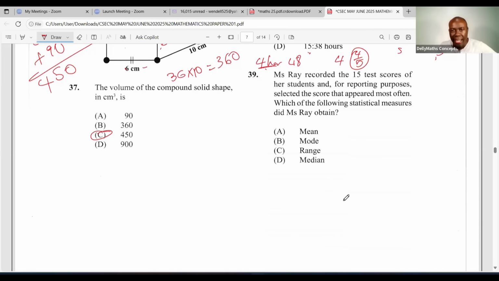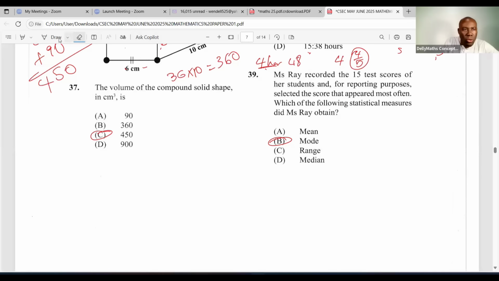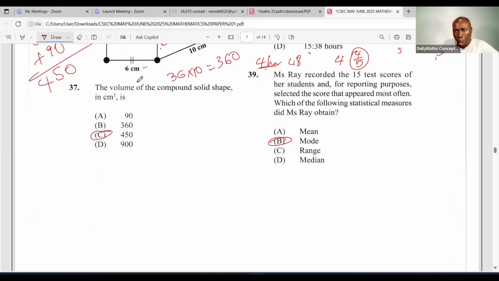All right, new question again. Mr. Roy recorded the 15 test scores of her students, and for reporting purposes, selected the scores that appeared most. Which of the following statistical measures did Mr. Roy obtain? The score that occurs the most is the mode. So the mode is the one that occurs the most.